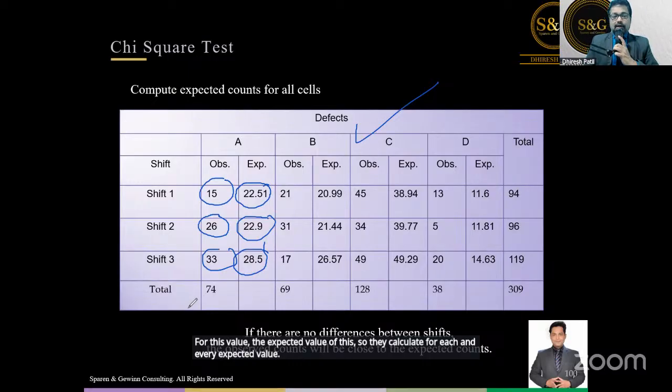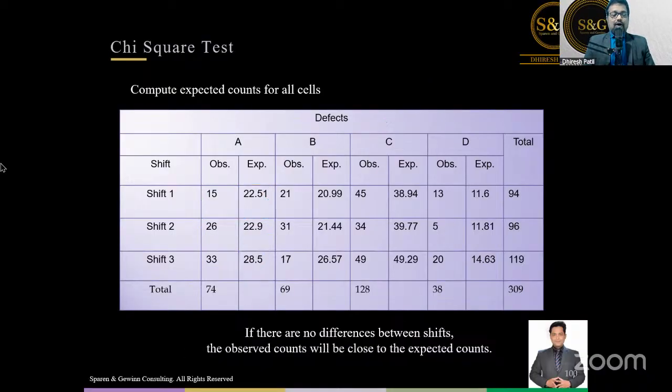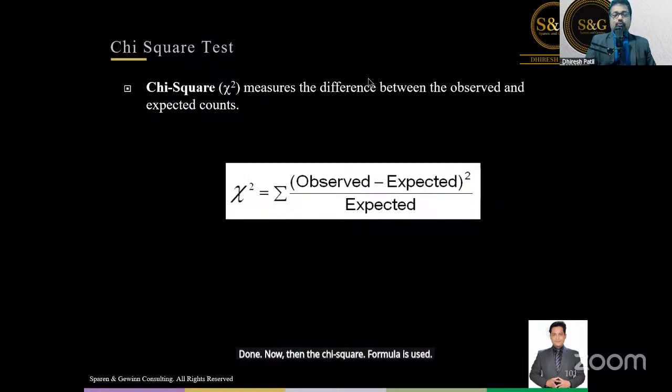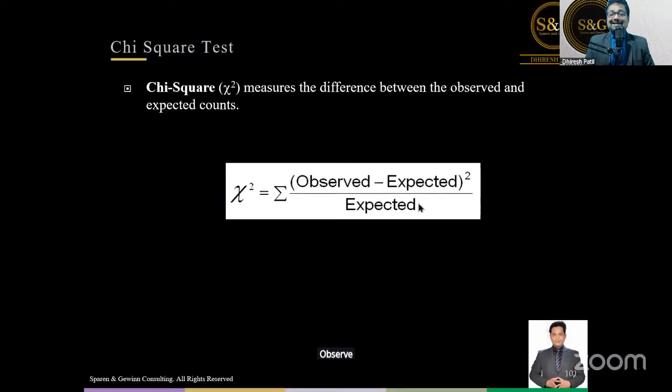Clear hai? Are you clear with this? Just give me yes in the chat box. So the software calculates the observed value and expected value in the table. Done? Now, the chi-square formula is used. What is the chi-square formula? The chi-square formula is this: observed value minus expected, raised to square, divided by expected. Observed minus expected square divided by expected. And सबका summation करना है, that is called chi-square.